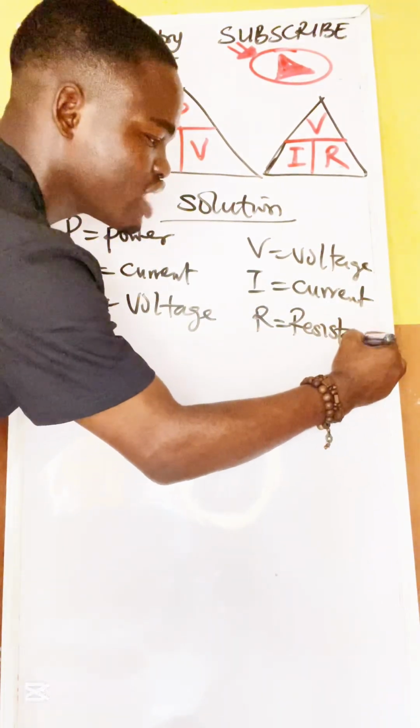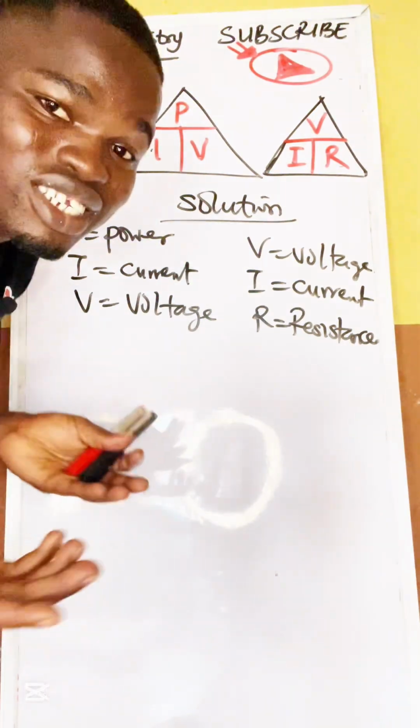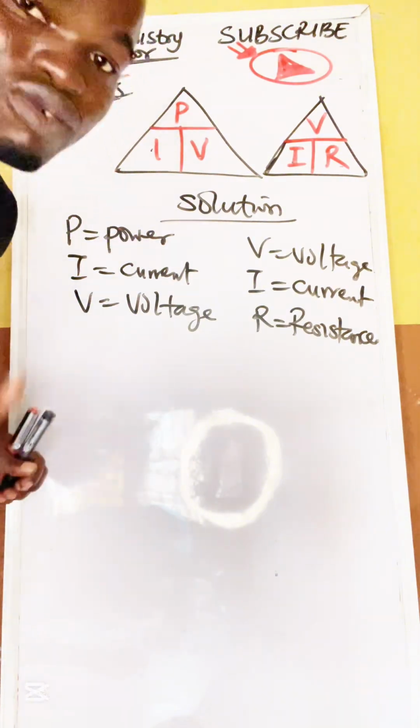Then the R here means what? Resistance. Now, don't forget, resistance is an opposition. Resistance is an English word. I used to teach it anytime. Don't think about it too much. Resistance is an English word.